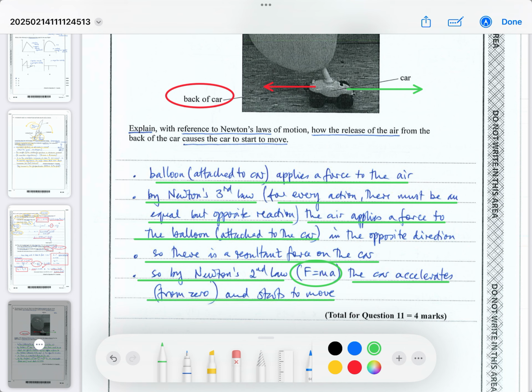Okay? So starts to move is what we want to say, so it accelerates forwards. That means if it was stationary, it would start to move in that direction. I hope that makes sense. So each of those bullet points is one of those marks.